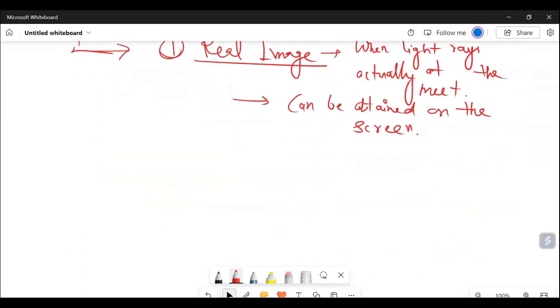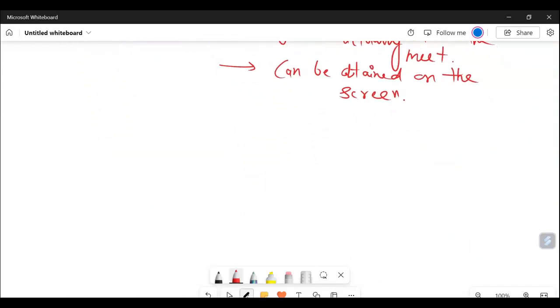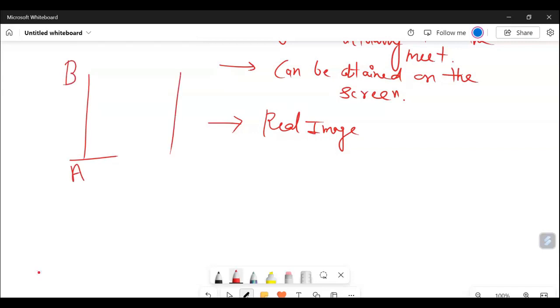Third point we are going to write down. If your real image is forming, real image is always inverted. Inverted means, suppose this is the object AB, so image is always formed inverted. It means it will invert AB like that. So this is called inverted. Real image is always inverted.